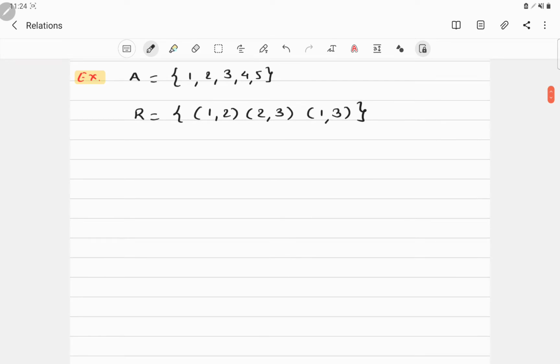Okay, so let's understand this concept of transitive relation using a simple example. This is the set A with the elements 1, 2, 3, 4 and 5. And observe, this is the relation R: (1, 2), (2, 3), (1, 3). These are the ordered pairs present in that relation. Here I am talking about the first ordered pair (1, 2), and it belongs to that relation R. Then the next ordered pair is (2, 3). It also belongs to the same relation R.